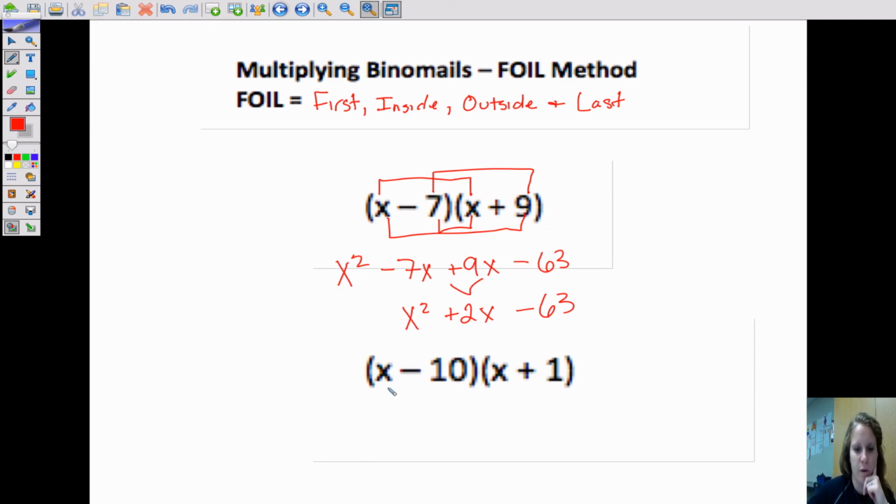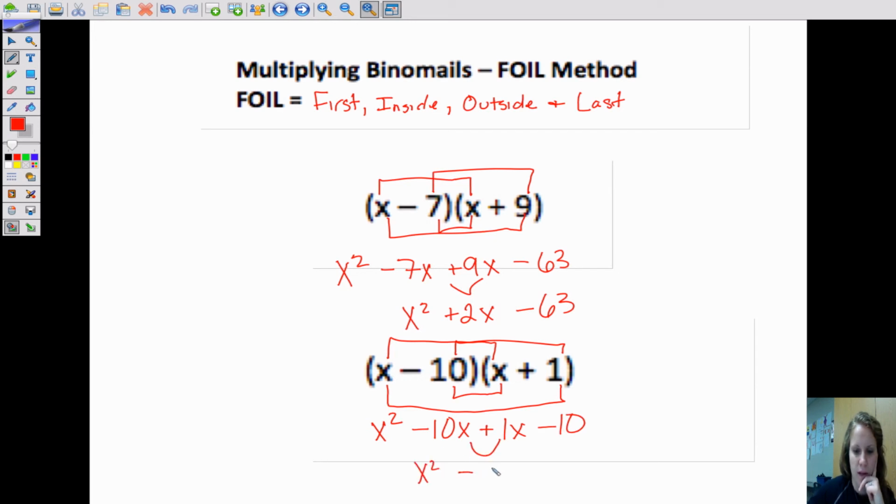Same thing here. First term, x times x, will give us x squared. Inside, negative 10 times x will give us negative 10x. Outside, x times 1 will give us 1x. And last, negative 10 times 1 will give us a negative 10. So we combine like terms, and we have x squared minus 9x minus 10.